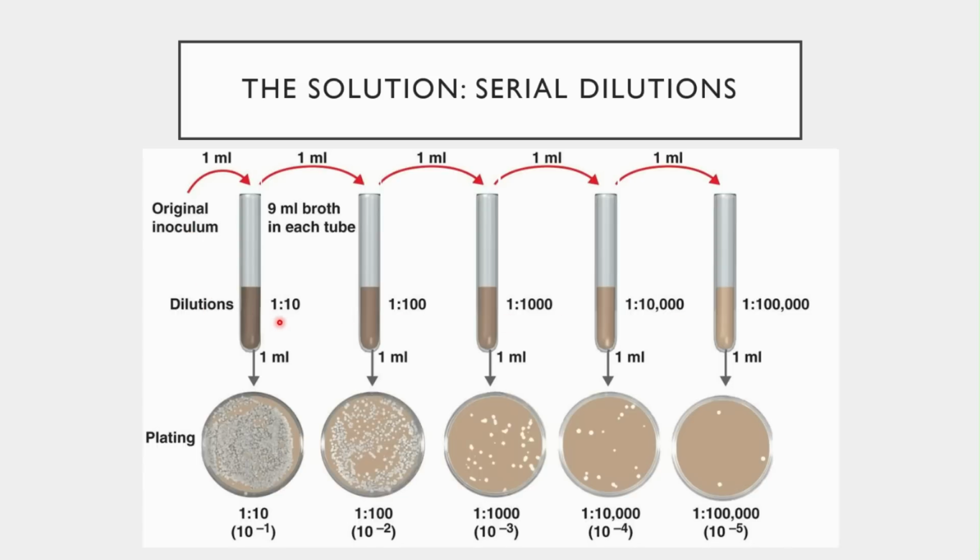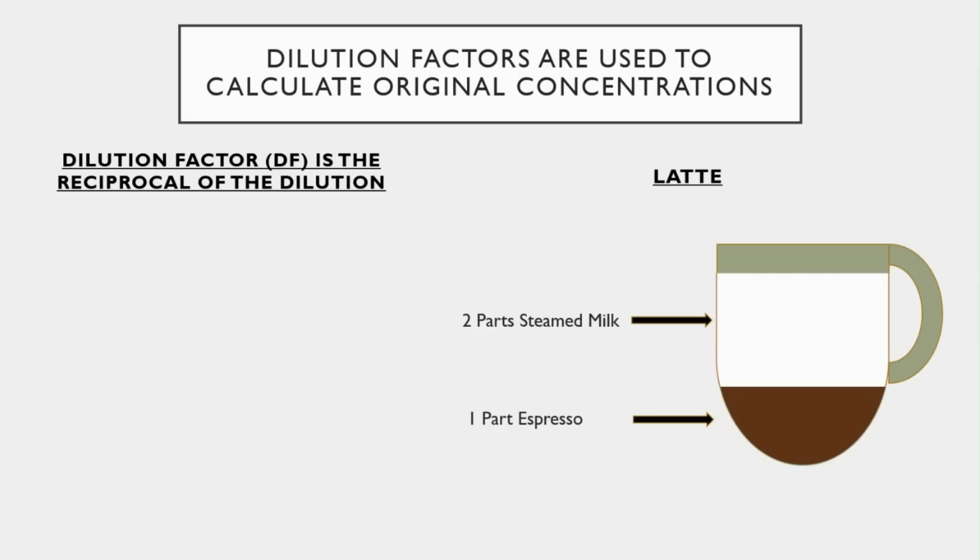That's called a dilution factor. And really briefly, it's the inverse of the dilution. So 1 to 10, that means you take 10 and times it by the number of bacterium to get the original inoculum. Now that's really confusing. So let's go ahead and take a step back and simplify the process by using a different example.